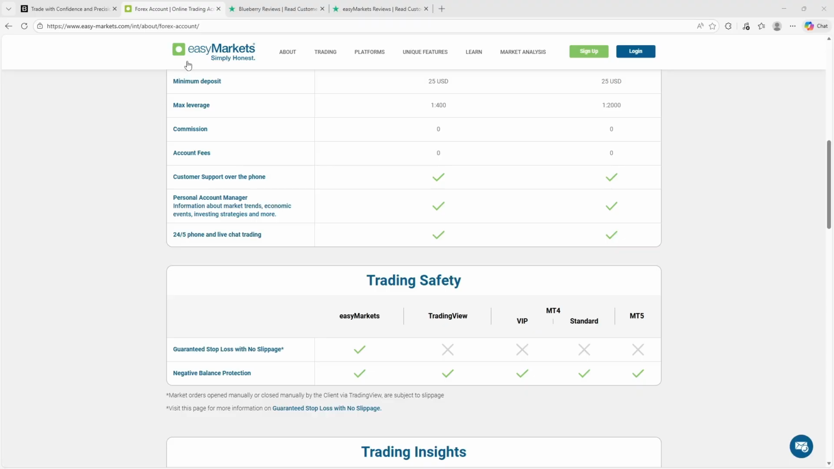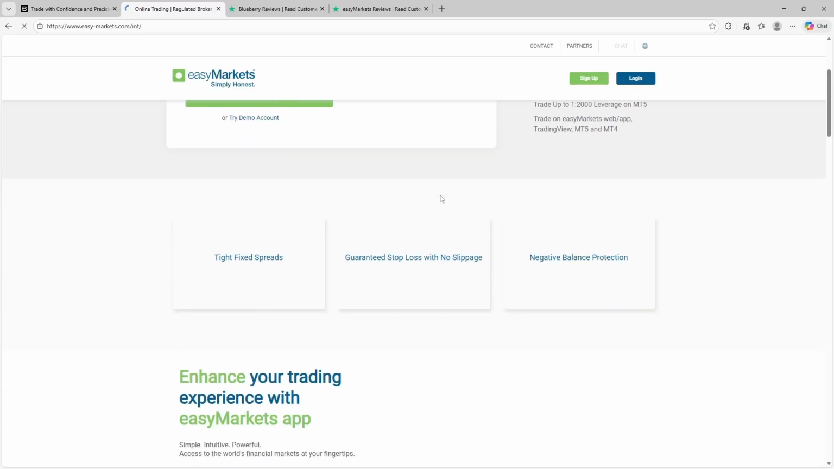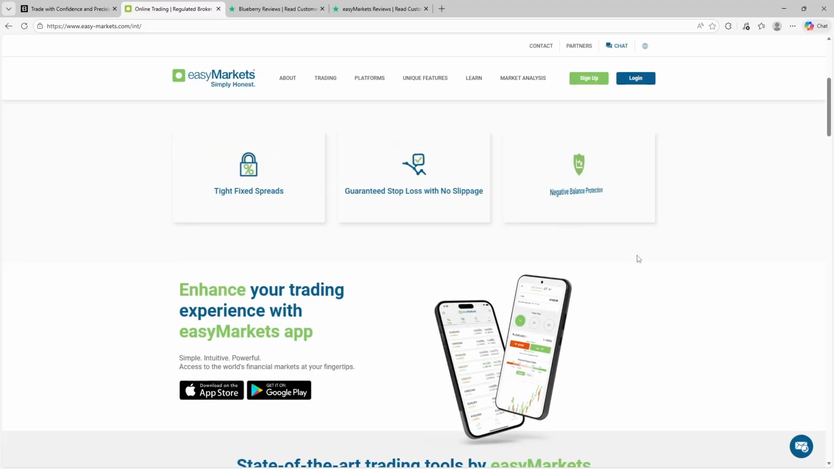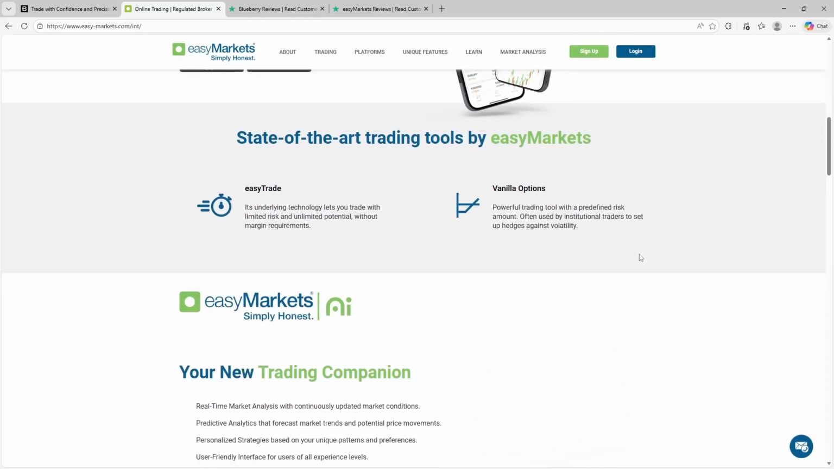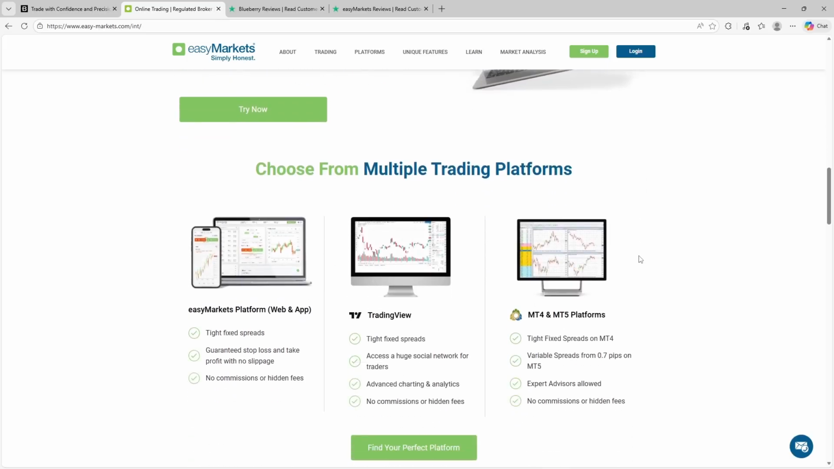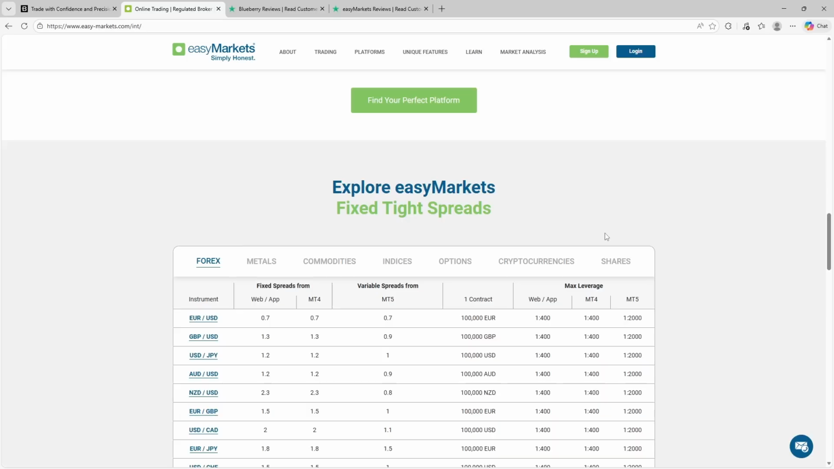Feature-wise, easyMarkets differentiates itself through built-in risk management tools that are rarely standard elsewhere. The platform offers guaranteed stop loss with no slippage on supported accounts, meaning trades close exactly at the chosen stop level, even during extreme volatility. This is especially valuable during major economic releases when prices can gap. Negative balance protection is standard, ensuring traders never lose more than their deposited funds.